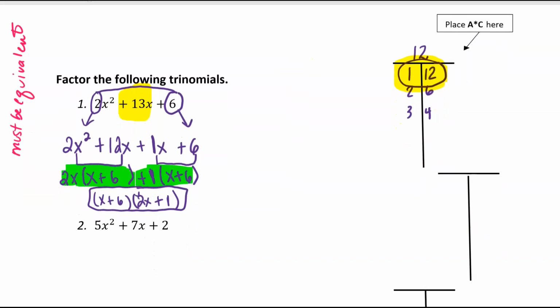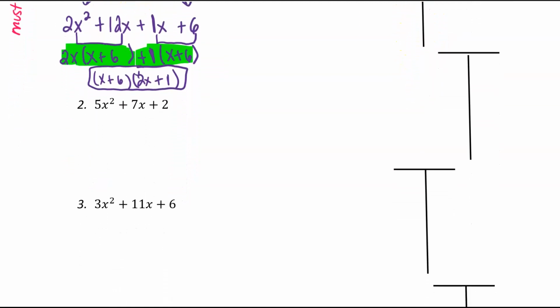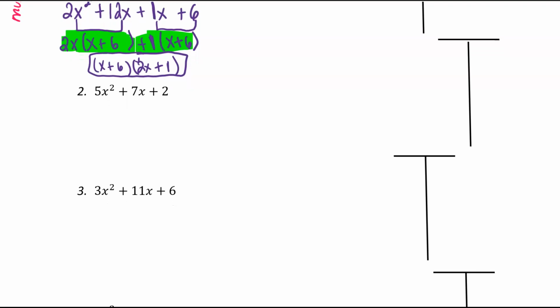Moving on to the next one, 5x squared plus 7x plus 2. Again, if you kind of get this, try to do it on your own. Pause the video and try to do it before you see the answer. But we have 5 times 2, which is 10. And we have 1 and 10 and 2 and 5. What will add up to give us 7? 2 and 5.